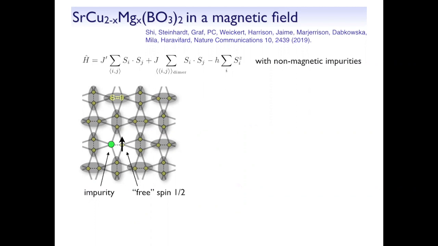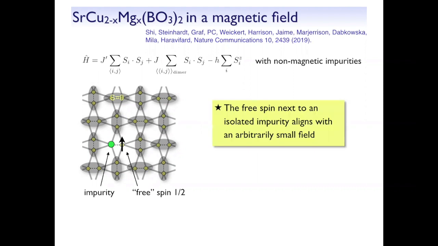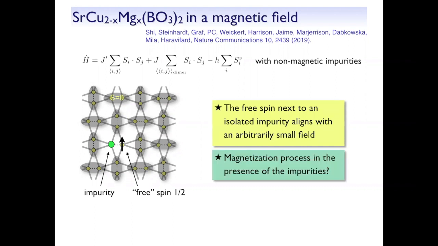The way we model this is simply to remove some of the sites from the lattice. So here are these impurity sites, which do not couple at all with any of the neighbors. And since this breaks up one of the dimers, we also have a free spin one-half degree of freedom next to such an impurity site. Now for an isolated impurity, this free spin will immediately align with an arbitrary external field. And the question is now, how does the presence of these impurities and these free spin-halves affect the magnetization process in the system?